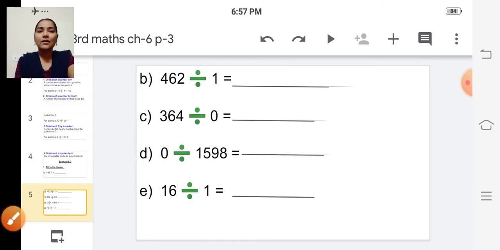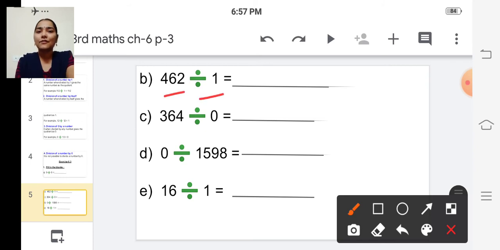The second one, 462 divided by 1. If we divide any number by 1, first property, then we get the quotient as the number itself, isn't it? So, what is the number? 462. So, the quotient is 462.